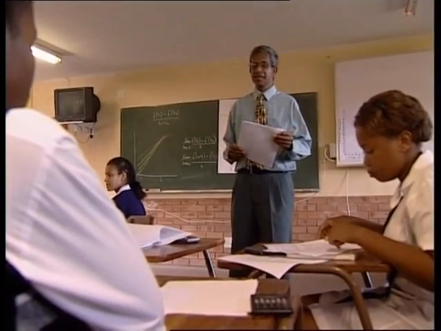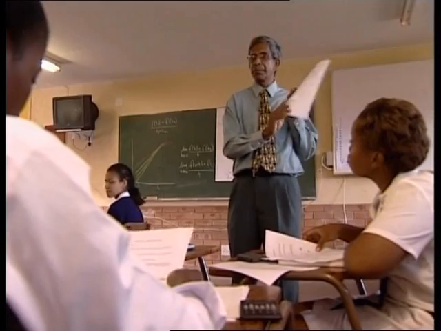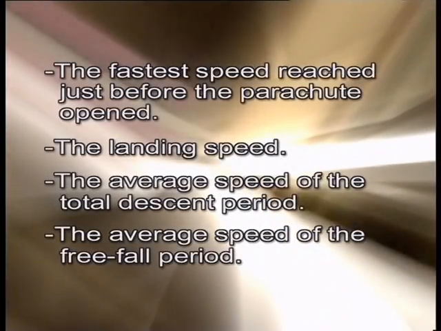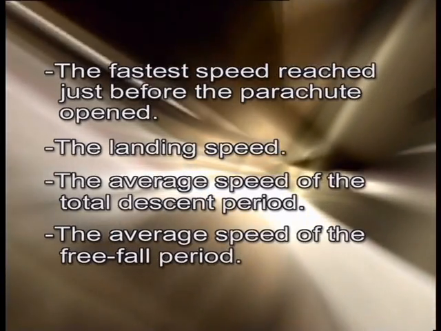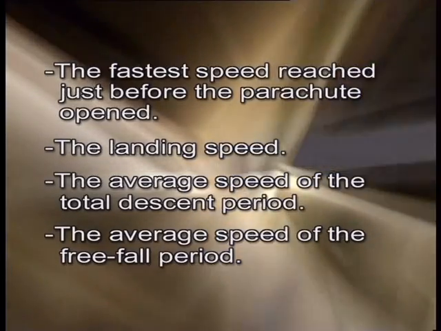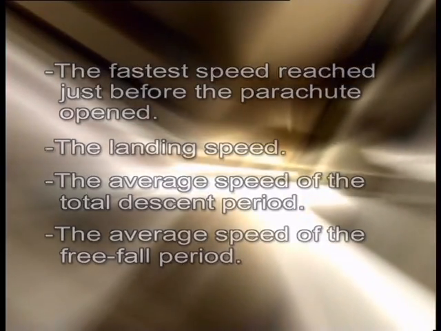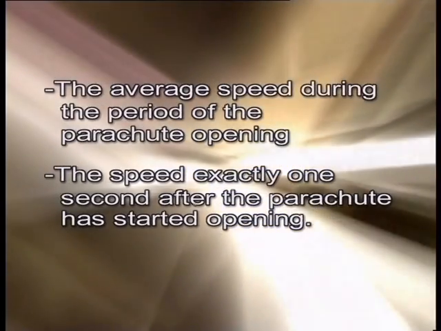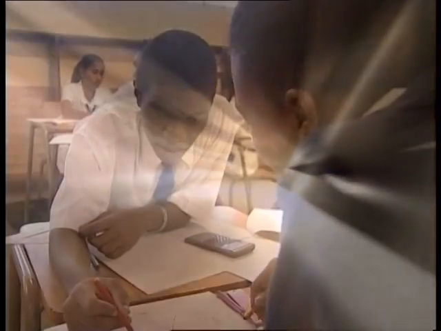The learners will now use the skill they have just acquired to approximate the speed of the parachutist at specific points. They have been asked to find the fastest speed reached just before the parachute opens, the landing speed, the average speed of the total descent period, the average speed of the free fall period, the average speed during the period of the parachute opening, and the speed exactly 1 second after the parachute has started opening.